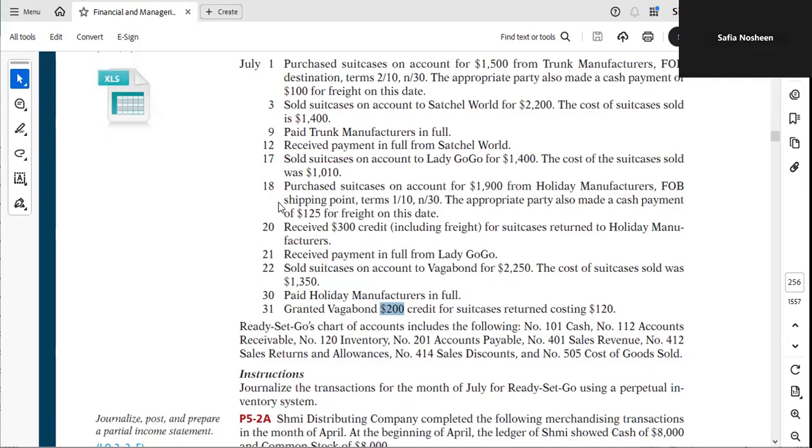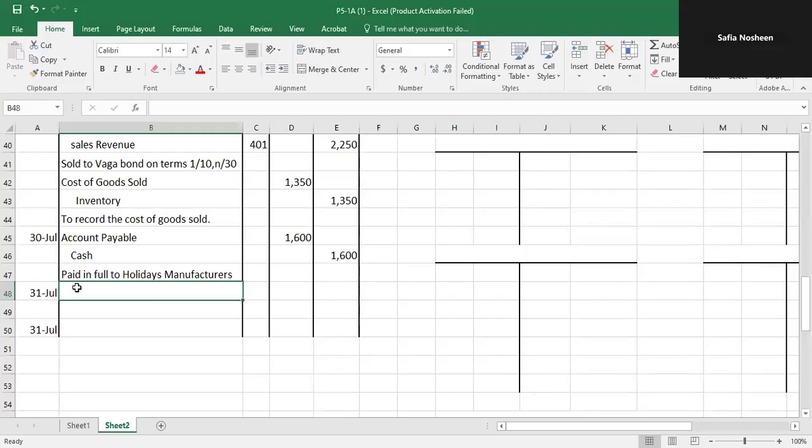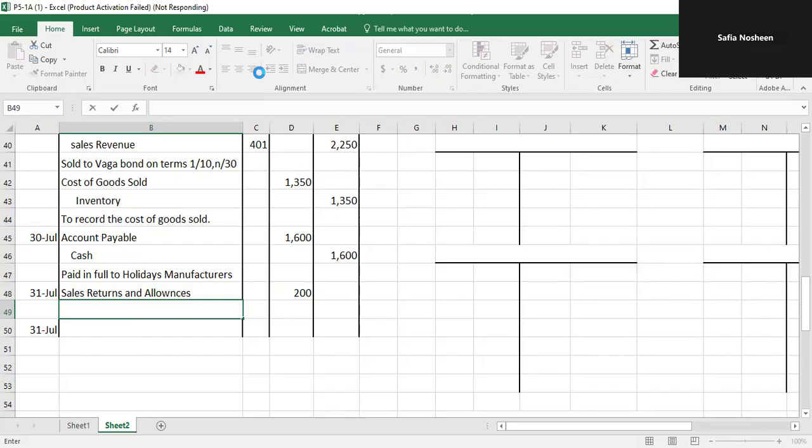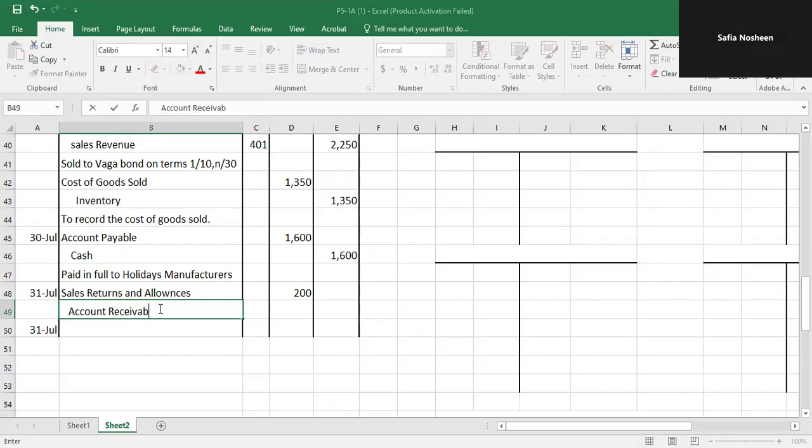Our customer has returned us the goods, so our sales revenue has reduced. So sales returns will be recorded here. We call it sales returns and allowances, with an amount of 200, and this has reduced our account receivable with the same amount of 200.